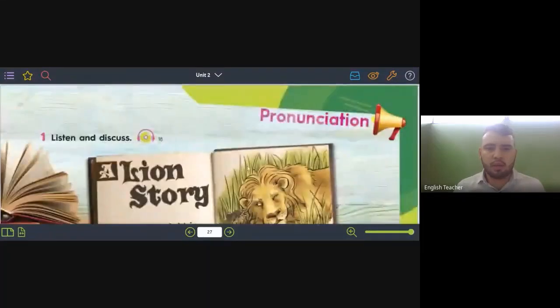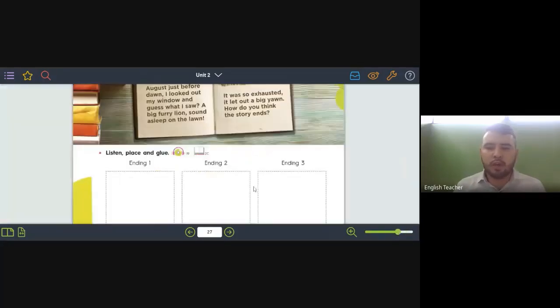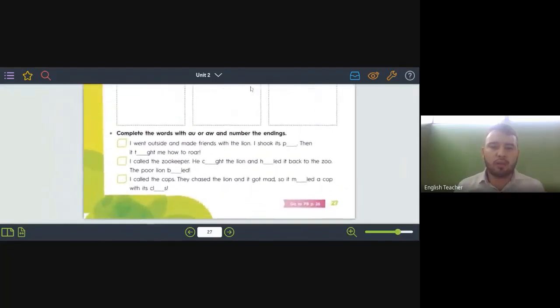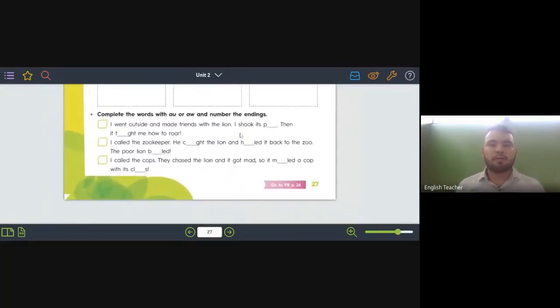Great, as you can see here, we had that. Okay, so on Friday we are going to check our answers to see if we have it correct. Then we have here the last part on page 27. It says, complete the words with a U or a W and number the ending. So if you remember this, we had to place some letters there.